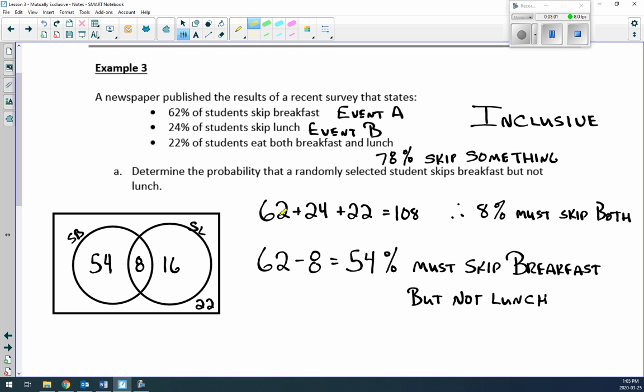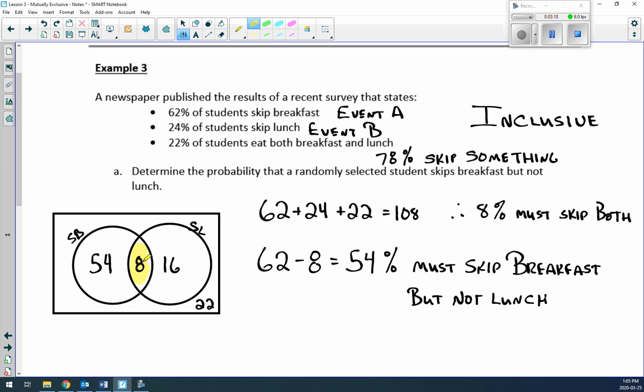Okay, so what we do is we take the 62, the 24, and the 22. That's our total, and it comes to 108. Now, of course, the total is out of 100 because it's a percent, right? So 8% must skip both. Okay, so the 8% that must skip both is the center of the Venn diagram way over here.